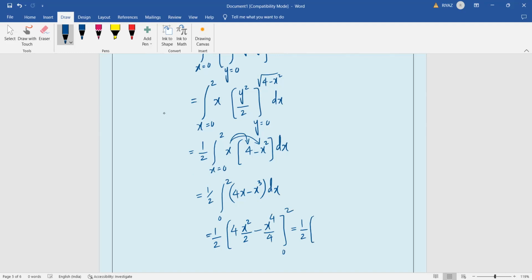Now this is equal to 1 by 2 into: 4 by 2 is 2. Upper limit we are substituting: 2 square, minus 2 power 4 is 16, 16 by 4 simplifying is 4. This is 1 by 2 outside only: 2 square 4 is 8, 8 minus 4, and that 4 cancels. So this is 1 by 2 into 8 minus 4, which is 4. 4 by 2 is 2. So the answer is 2.